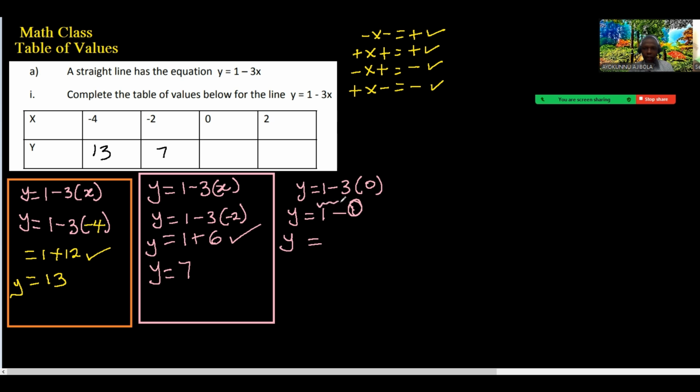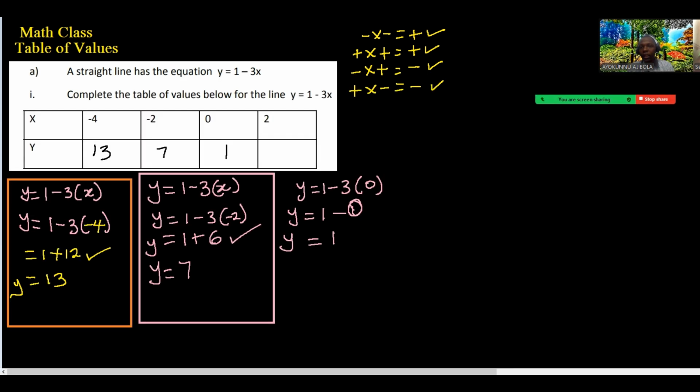No, there's still a value here. So what is y now? Y is the whole of this thing. So what is the whole of this thing? Is it still 0? No. So what is it? 1 minus 0 is what? No, 1. When you take nothing away from 1, you still have 1, right? So y is 1.